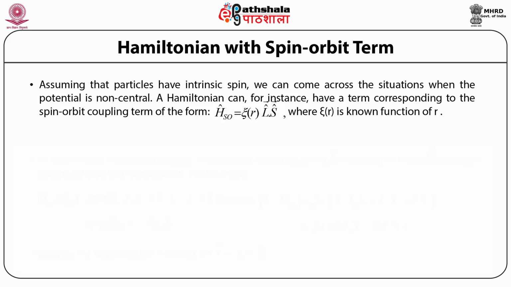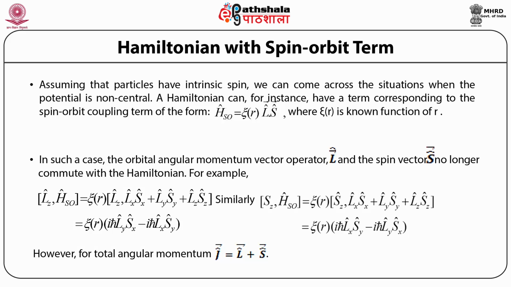And when we consider the intrinsic spin term also, then the Hamiltonian that defines the spin orbit coupling term, the spin orbit Hamiltonian operator, is equal to xi as a function of r times operator L dot operator S, or xi as a function of r times the scalar product of the orbital angular momentum operator L with the spin angular momentum operator S, where xi of r is a known function of the position vector r. In such a case, the orbital angular momentum vector operator L and the spin angular momentum vector operator S no longer commute with the total Hamiltonian.